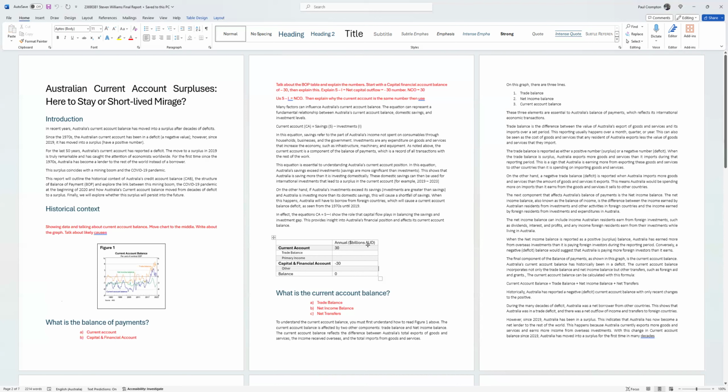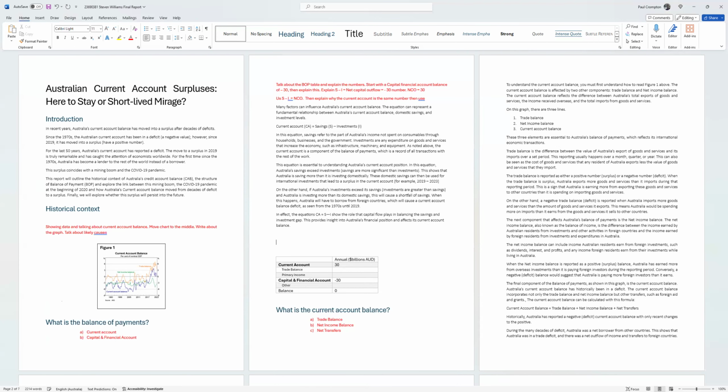Basically, I think the way to go here is, first of all, present the table. And that's this table down here. Now, I would have the trade balance at maybe, say, 20, and that at 10, something like that. And I've decreased the font size to match the smaller font size there. So present the table.